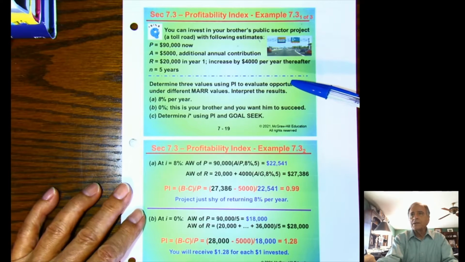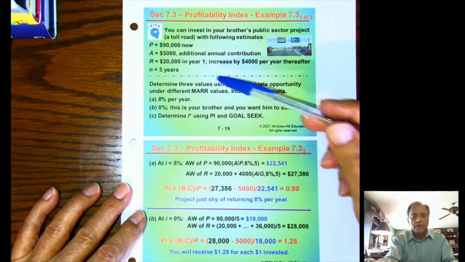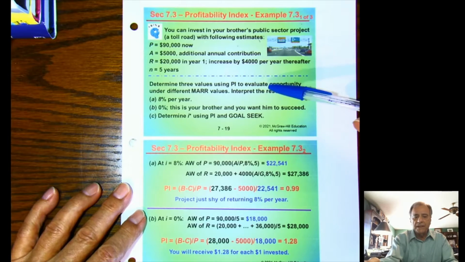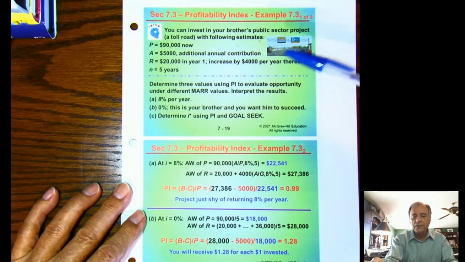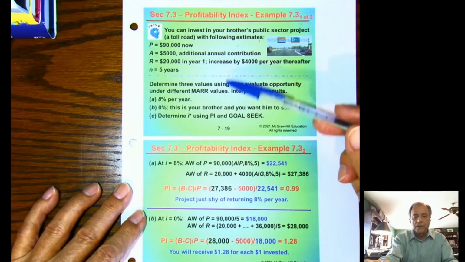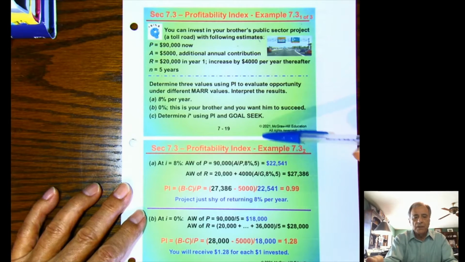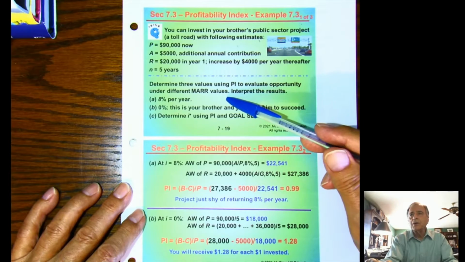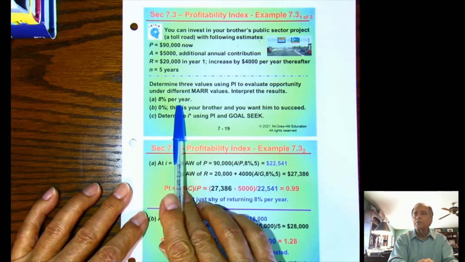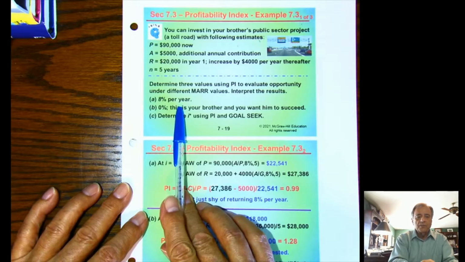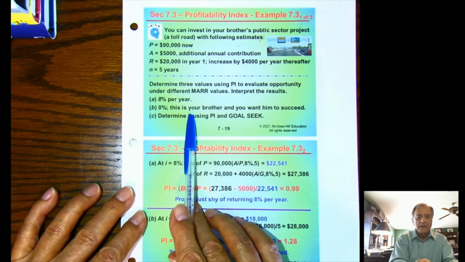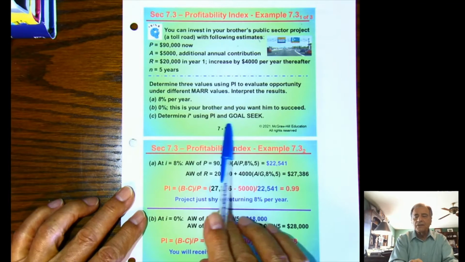So the question is, determine the values using the profitability index to evaluate this project with different MARR values. So in part A, we use a MARR of 8%. In part B, we just assume a 0% MARR, okay? And then in part C, we actually find the rate of return.